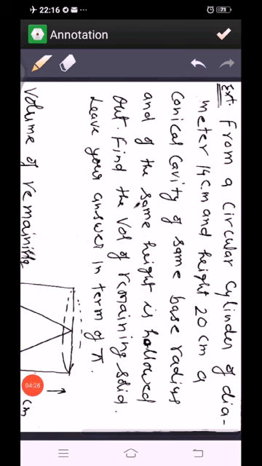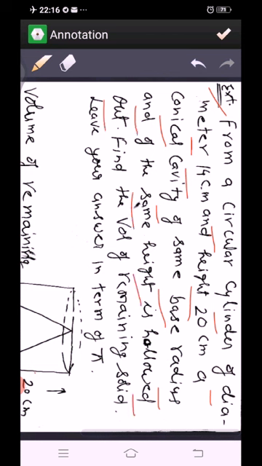Let us take one extra question. From a circular cylinder of diameter 14 centimeter and height 20 centimeter, a conical cavity of same base radius and of the same height is hollowed out. Find the volume of remaining solid. Leave your answer in terms of pi.